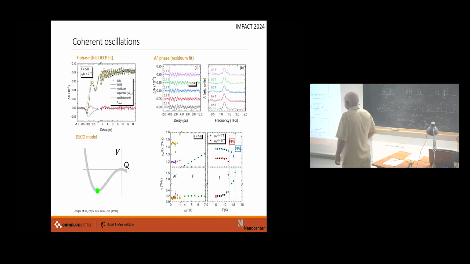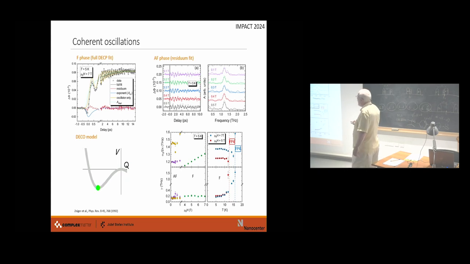What is surprising is that if we look now in detail at the oscillations in the ferromagnetic phase, we can fit most of the signal, except this tiny exponential part, with a simple displacive excitation of coherent oscillation model, which is usually used for phonons. I have a small cartoon: you excite the system, the equilibrium position is shifted, and then the relevant coordinate oscillates and returns back.